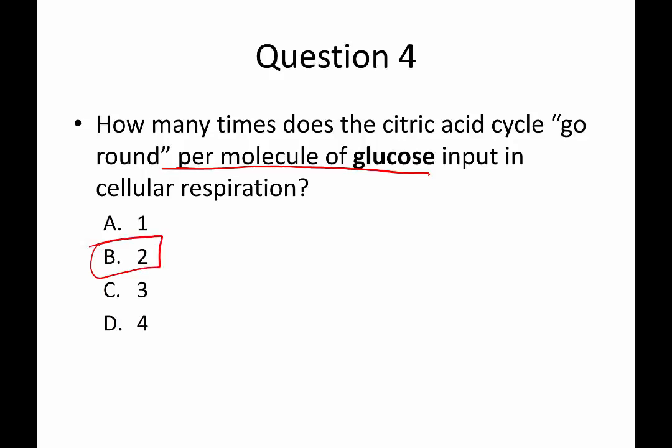It's very important for exams and other types of assessment that you're aware of the difference between per molecule of glucose and per molecule of pyruvate. I'm asking 2 very different questions depending on which one I prompt you with. Per molecule of glucose, the citric acid cycle goes around twice. Per molecule of pyruvate, it only goes around once, because 1 pyruvate can only produce 1 acetyl coenzyme A, which can only turn the citric acid cycle once. So please be aware of that when I'm asking questions. Per molecule of glucose is very different from per molecule of pyruvate.